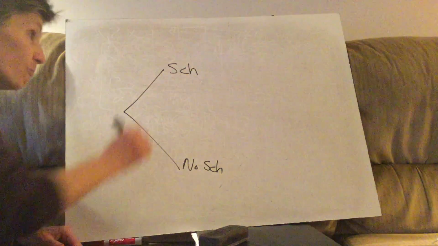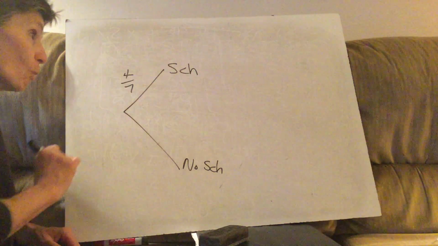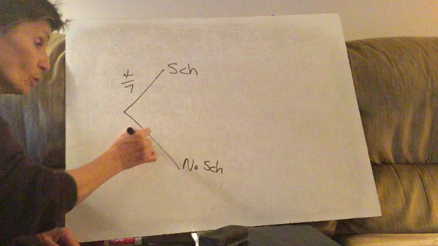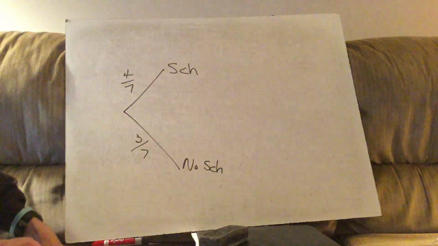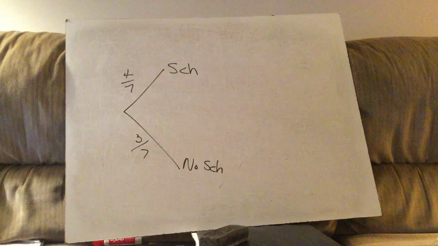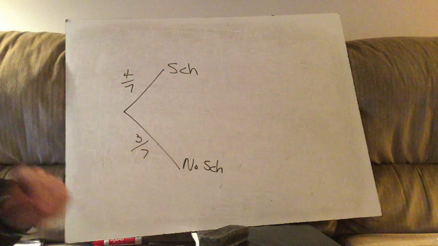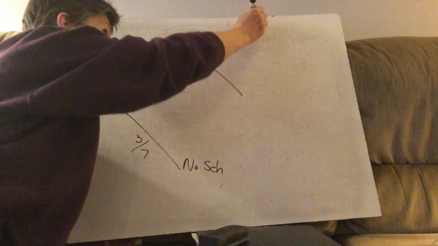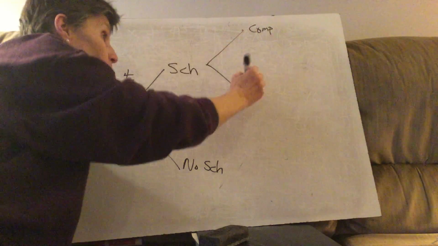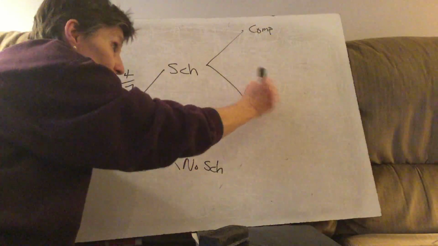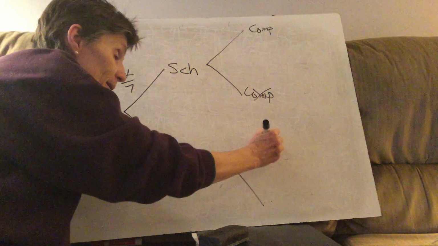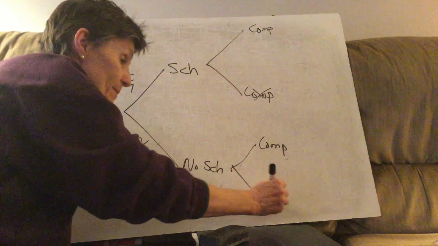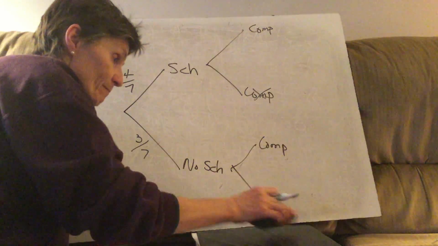Now, we have school 4 of 7 days, so 4/7 of the time we have school, and 3/7 of the time we don't have school. So that's stage 1. Then stage 2 is I'm on my computer or I'm not on my computer.